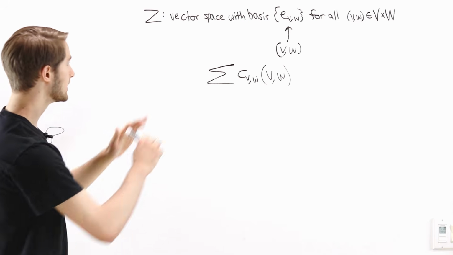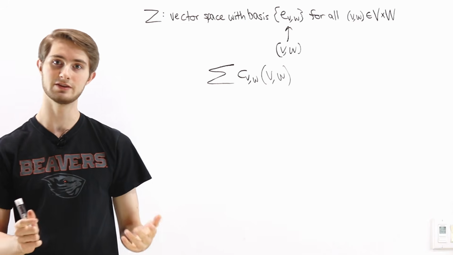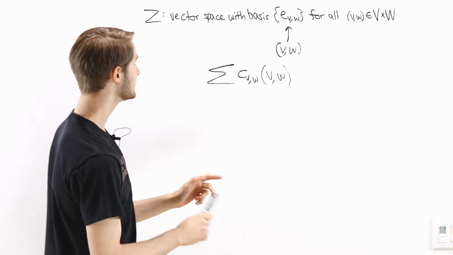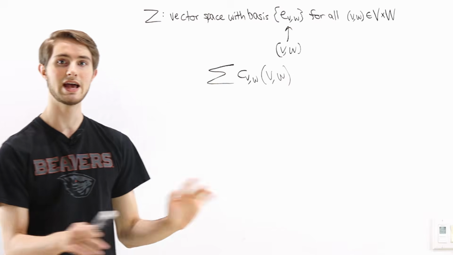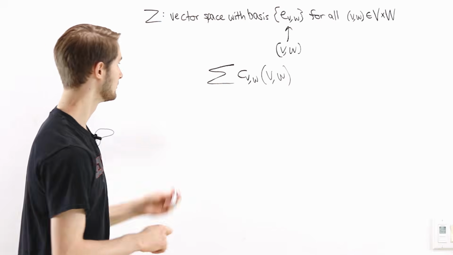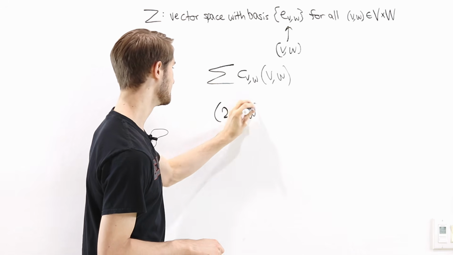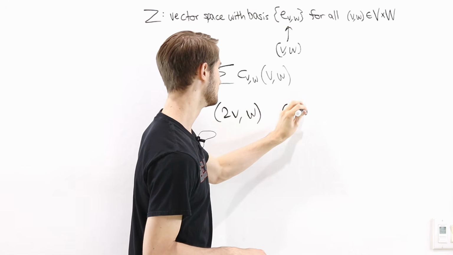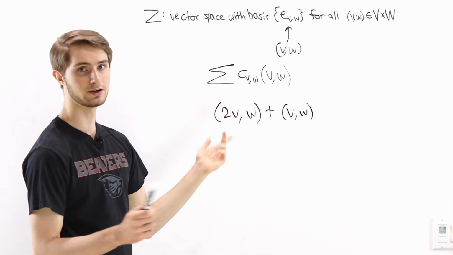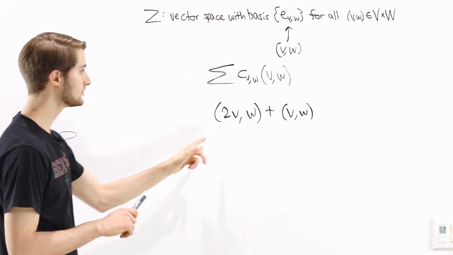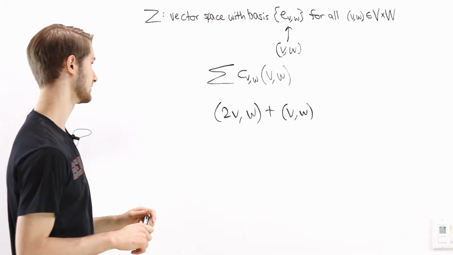Now right now, because these are all basis vectors, they are linearly independent. That's part of the definition of a basis. And what that means is that these (v, w) terms don't have any relations between them. For example, if we look at the basis vectors (2v, w) and (v, w), if we add these together, there's no way to combine them because these are linearly independent vectors. They don't really have anything to do with each other.